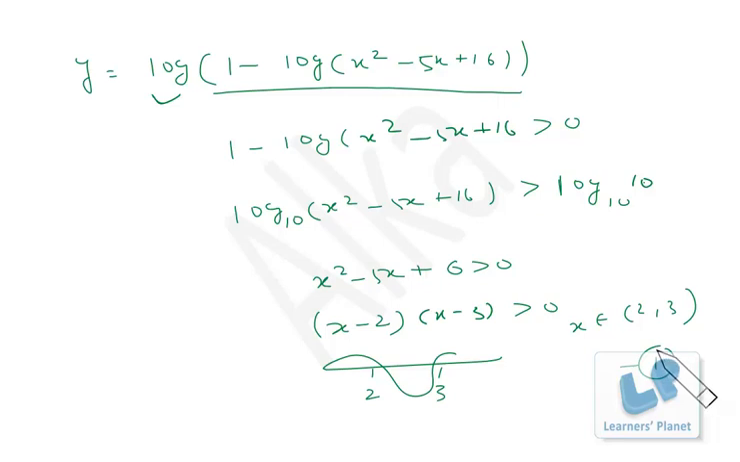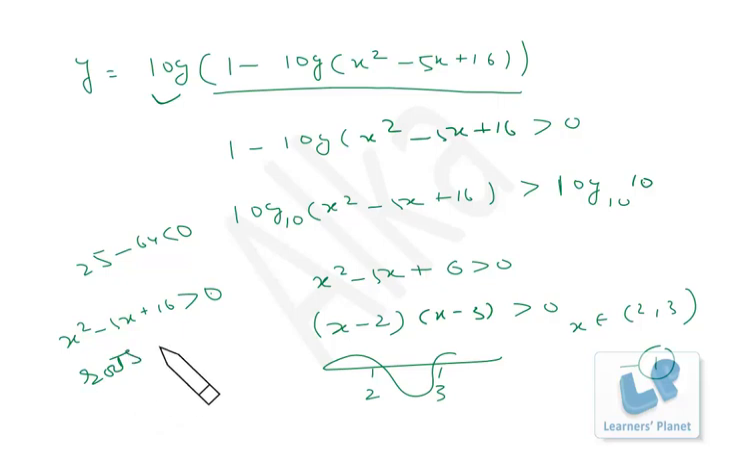But still, let's see. Now the second step is we want x square minus 5x plus 16 to be greater than 0, right? Now b square minus 4ac is 25 minus 4 into 16, that is minus 39, which is less than 0. That means roots are not real. So for any value of x, this expression will be positive, right?